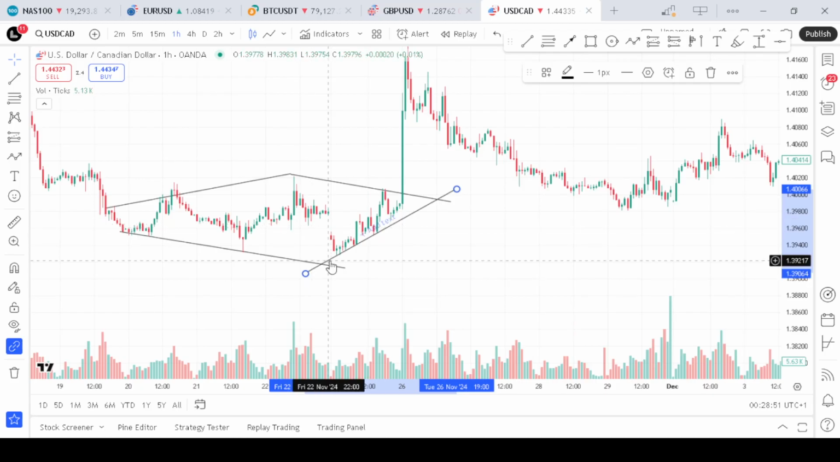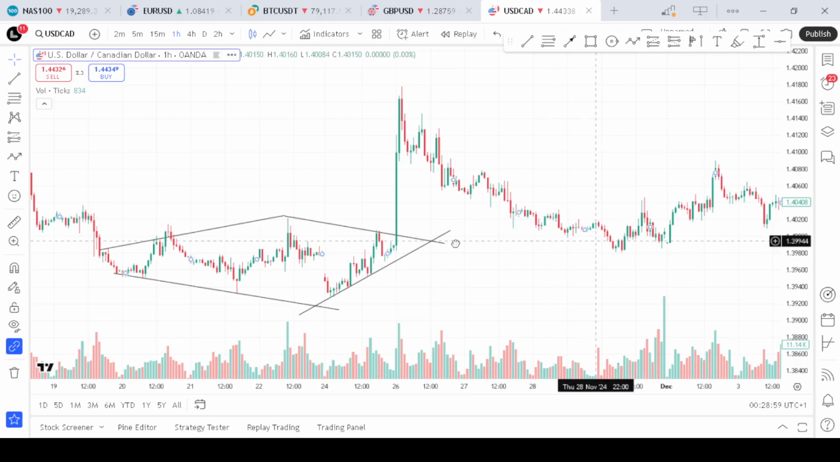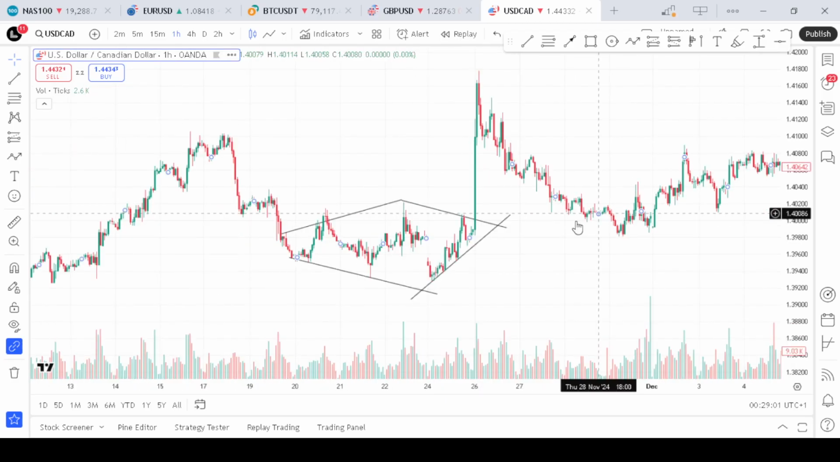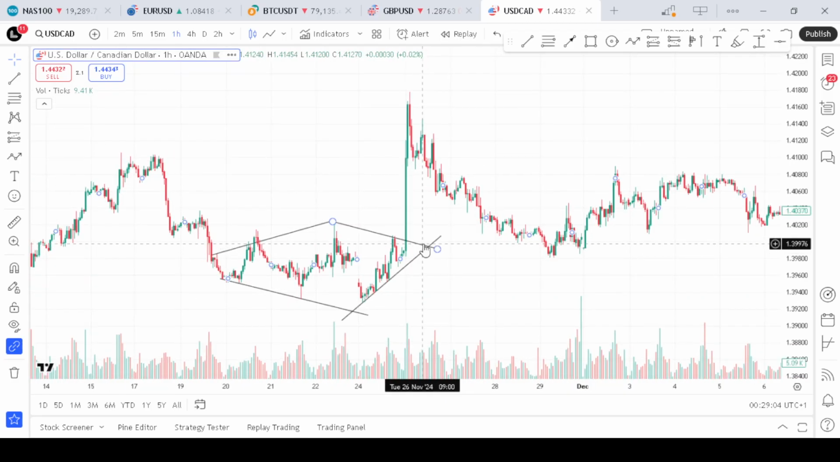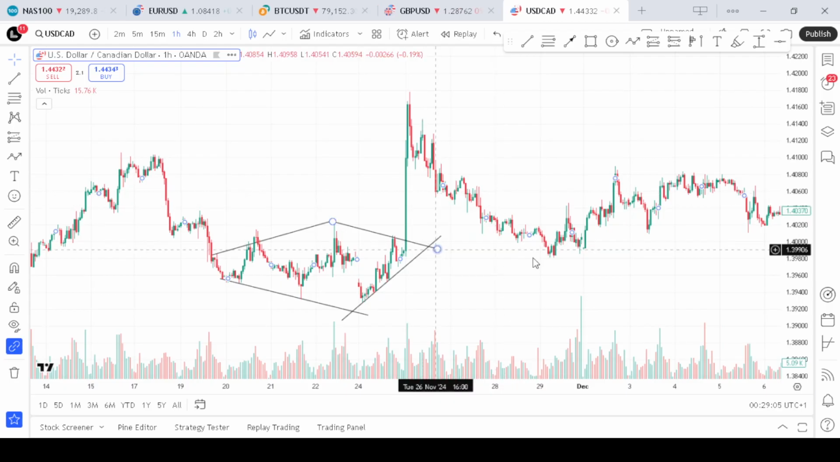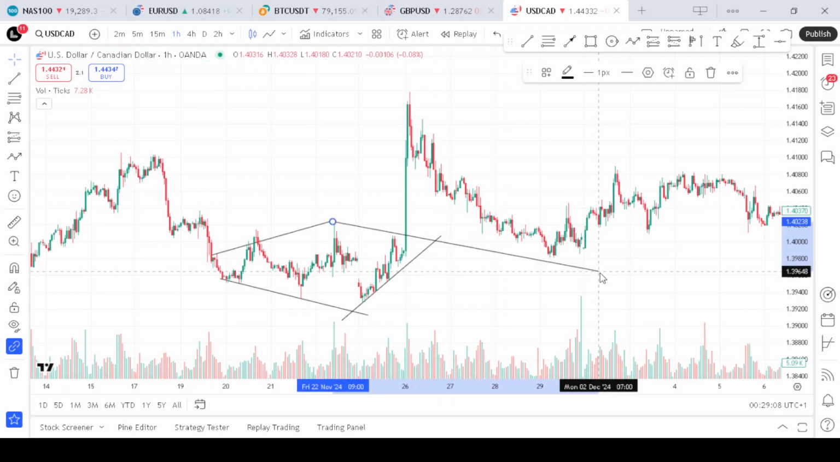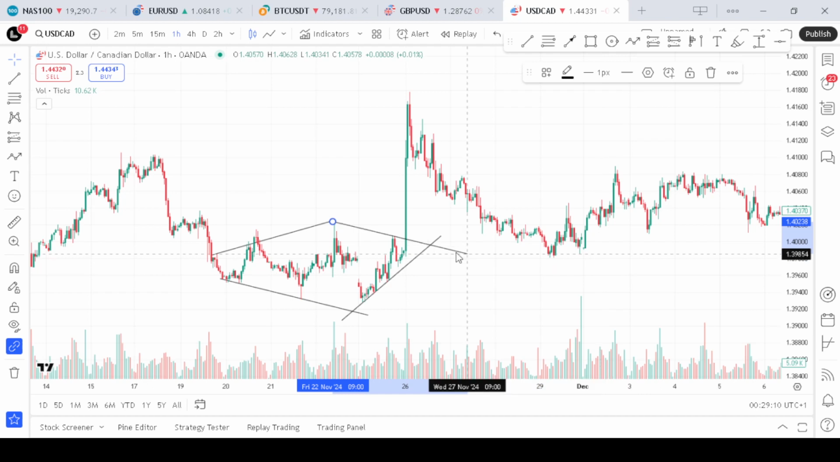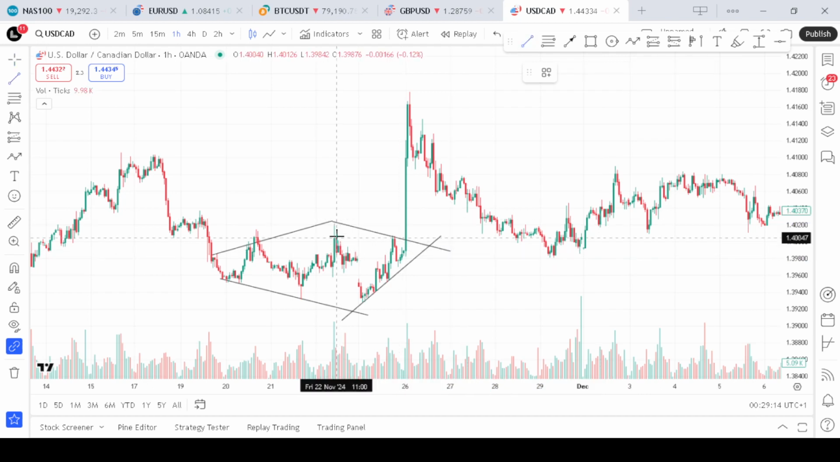Once you have identified the breakout, it's time for you to set your entry. As soon as the breakout is confirmed, you enter your trade. You can either wait for price to come back to retest that area price broke out from before you take your trade, or you mark out that area price broke out from as a new support before you take your trade, as the case may be.